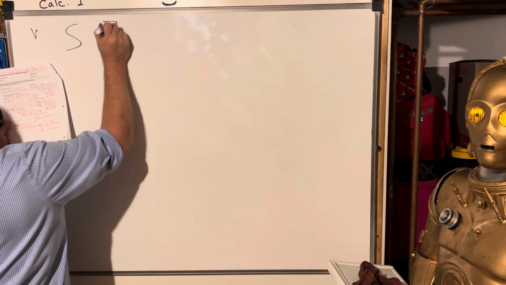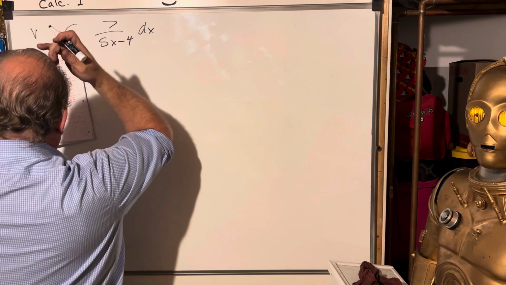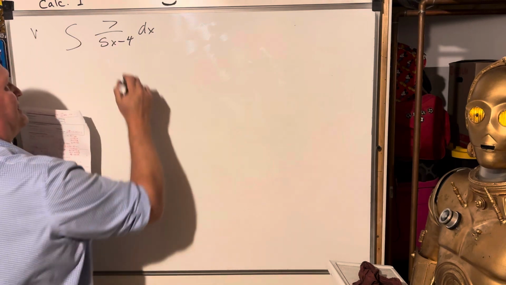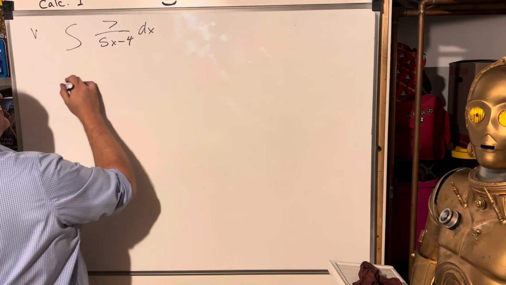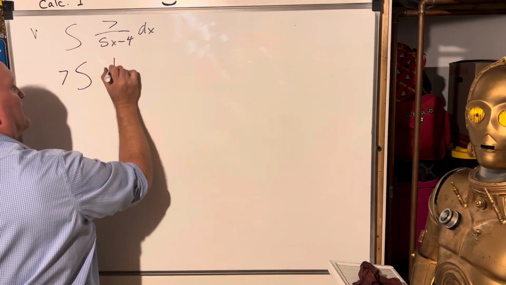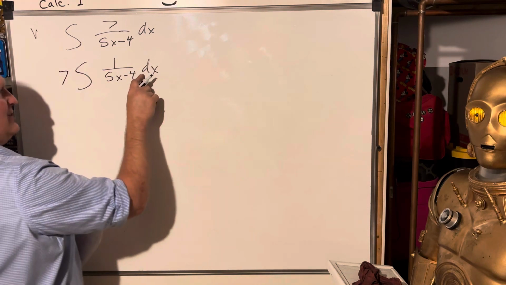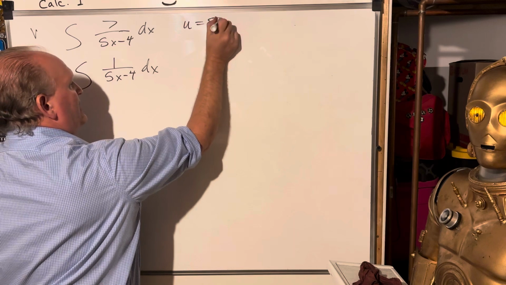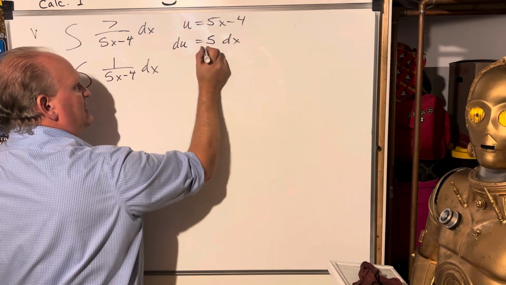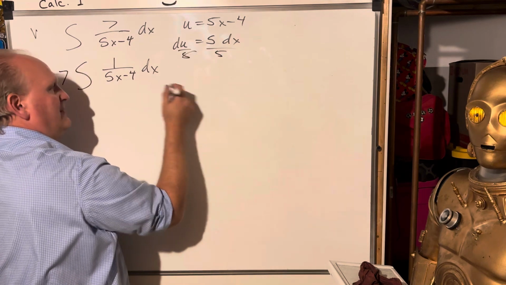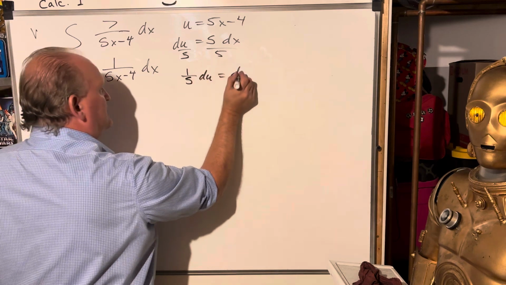We have 7 over 5x minus 4, dx. Yeah, I don't know what we're going to do with that. Let's see. That 7 we might want to just pull out in front right from the go here. 1 over 5x minus 4 dx, like that. That 7 is not going to help there because we're going to say u is equal to 5x minus 4. du is going to equal 5 dx, and then I got to divide out the 5 because there's not a 5 there. And so we got 1/5 du is equal to dx.